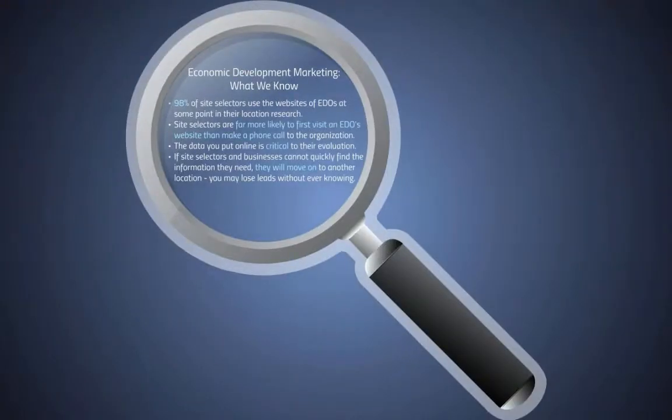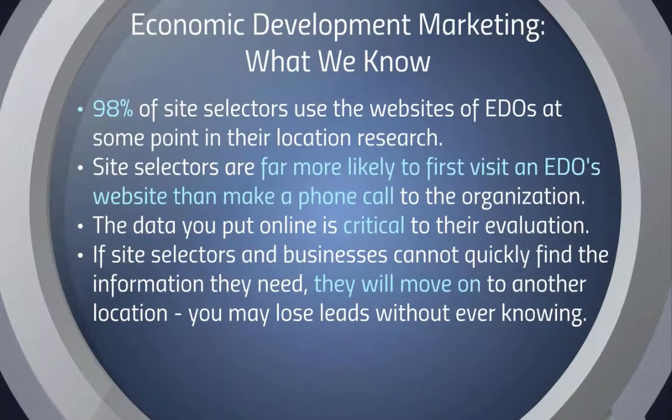So let's take a look at some facts about economic development marketing. We know from the research that we've done that more than 98% of site selectors, location advisors, and businesses are using the websites of economic development organizations at some point in their location research. And we also know that typically they do their research online before they ever get in touch with you. So you may not actually know that they are checking out your location, looking for information about your community, while they're doing those kinds of things online, which is really why that data that we put online is so critical, because sometimes that's where those decisions are made before you even know that you were in the running.